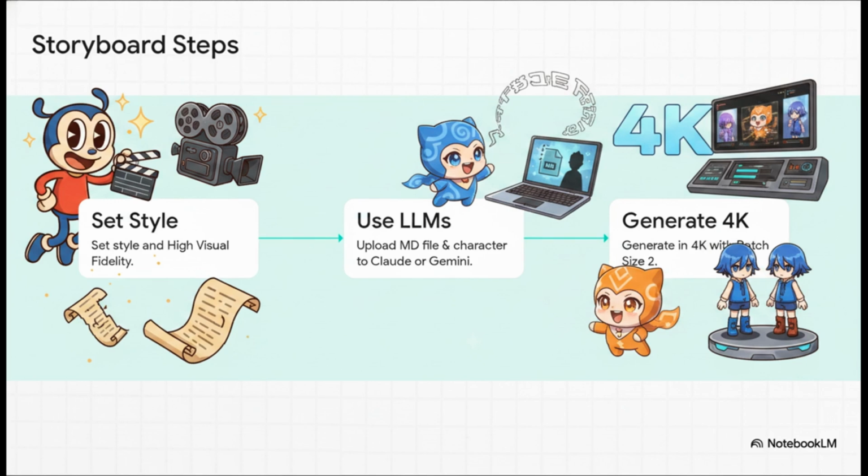Now Step 2 is cool because you don't even write the complex scene prompt yourself. You just upload a Storyboard Prompt Builder MD file along with your character image straight into an LLM like Claude or Gemini. Then Step 3, you take the detailed prompt that the LLM spits out, drop it back into Higgsfield, and please do not miss this, set your generation to 4K resolution with a batch size of 2. That ensures you have professional, high-quality options to choose from.